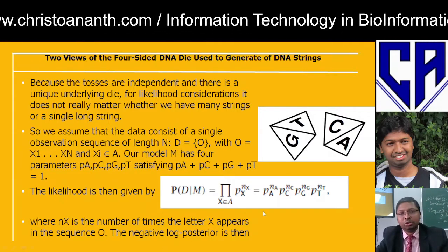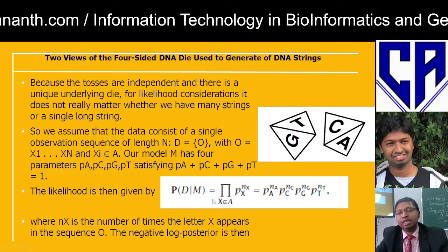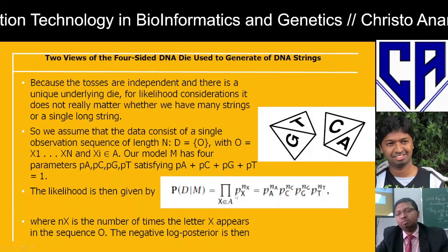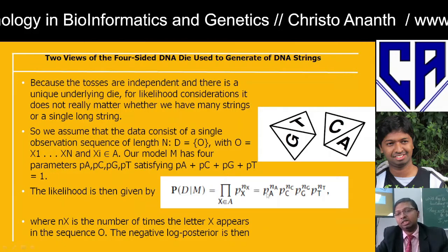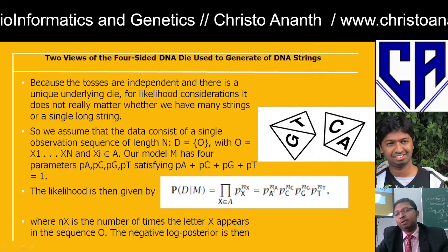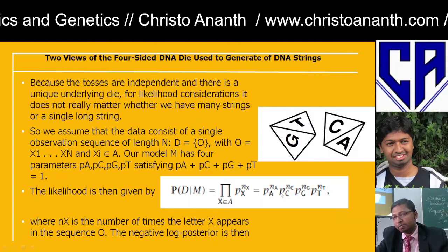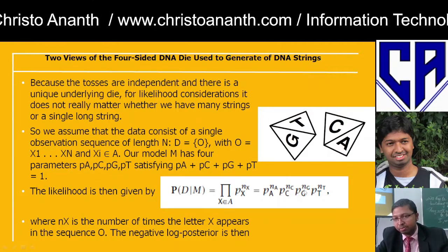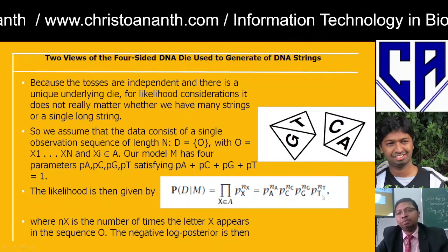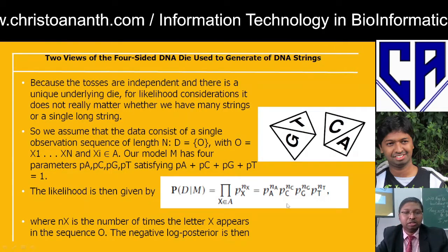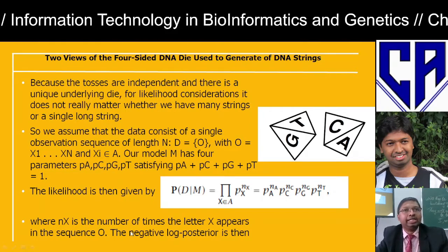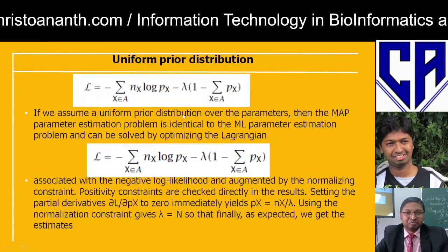So this is the likelihood. P of D given M is equal to the product over x belonging to A of Px to the power nx, which is equal to probability of A to the power na multiplied by probability of C to the power nc multiplied by probability of G to the power ng multiplied by probability of T to the power nt. Here nx is nothing but the number of times that x appears in the sequence.